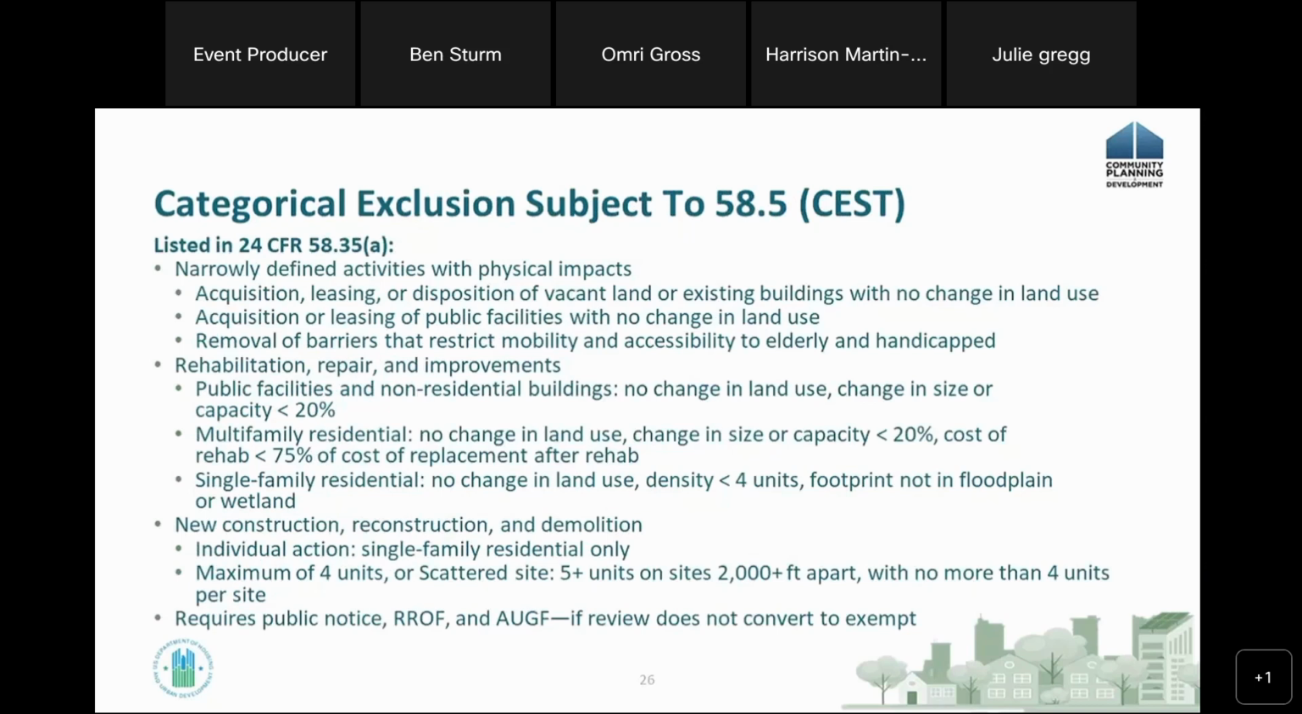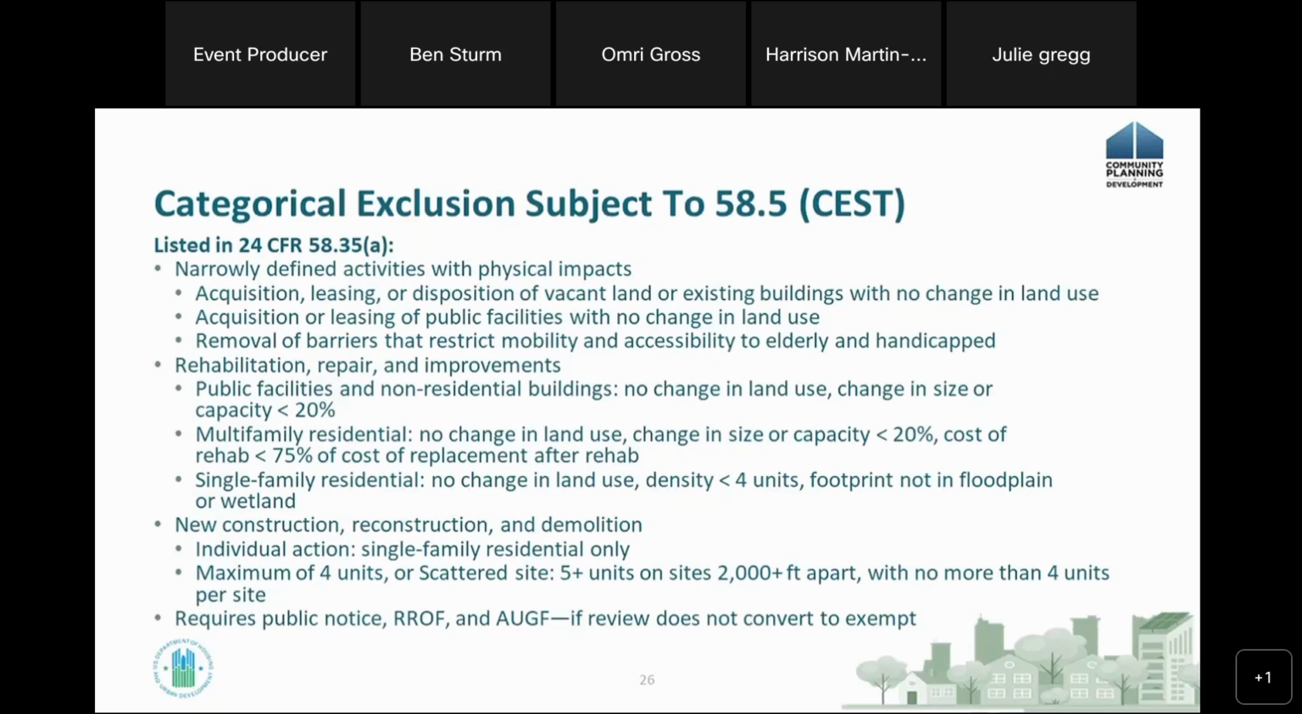The first categorical exclusion applies to acquisition and leasing of existing buildings, vacant land, and public facilities. These activities are CEST as long as there is no change in land use. For example, from a non-residential to residential use, commercial to industrial use, or one industrial use to another. This also excludes disposition of vacant land or existing buildings, again, as long as there is no change in land use.